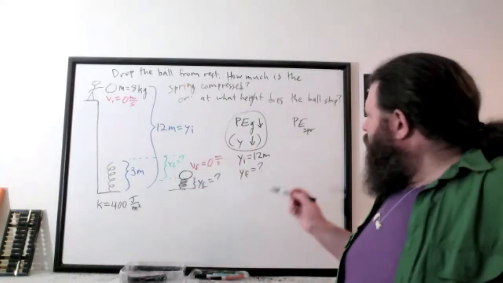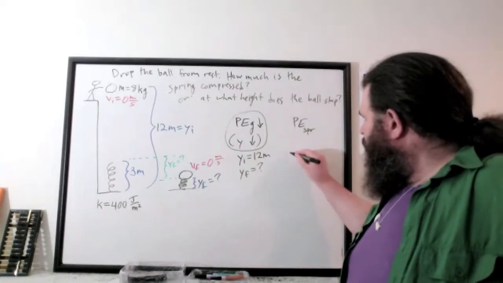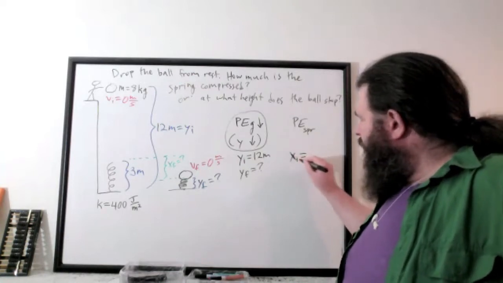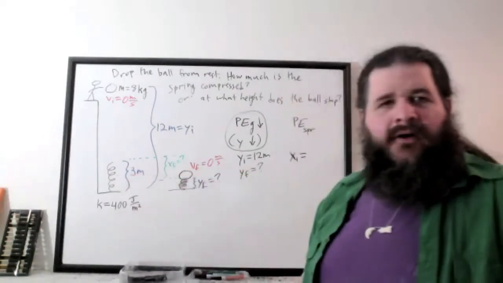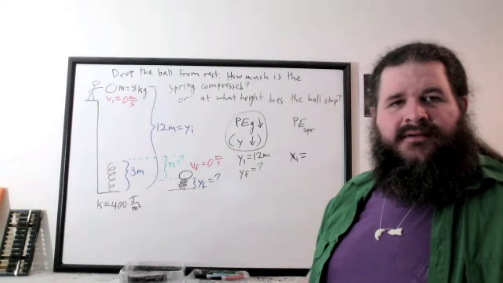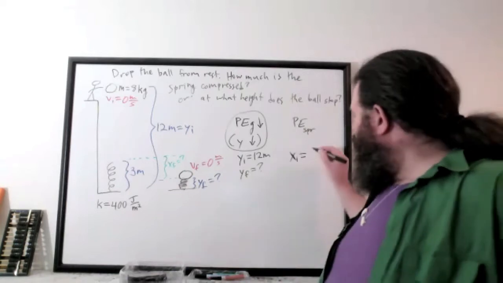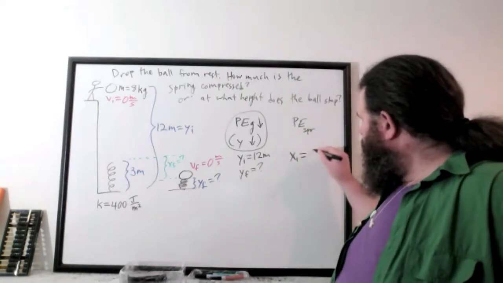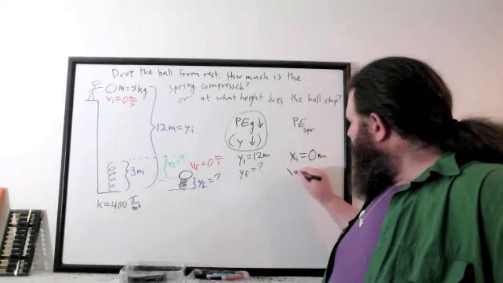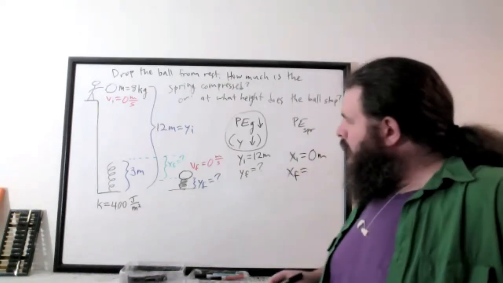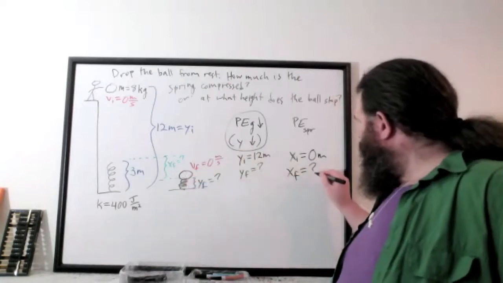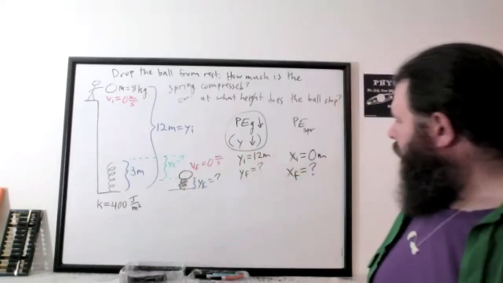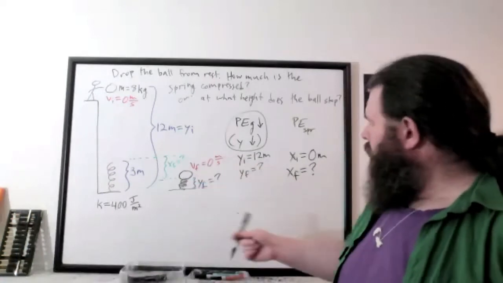In fact, we can even list out some initial and final values. If we treat X as how far the spring is compressed, at the very beginning, how far is the spring stretched or compressed? 0. Yeah, there's no stretching or compressing at all. And then for the final situation, that's also unknown. We don't know how much the spring gets compressed. But we know it's getting compressed.